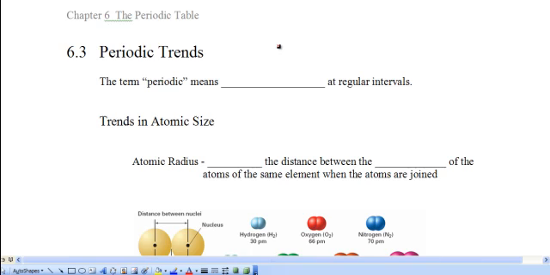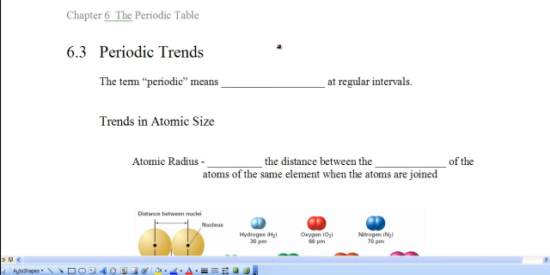Welcome to 6.3, where we're going to be talking about periodic trends. Now, this section is really where the power of the periodic table comes into play because, again, the periodic table's power is in the ability to predict properties of elements, to predict how these things are going to behave.